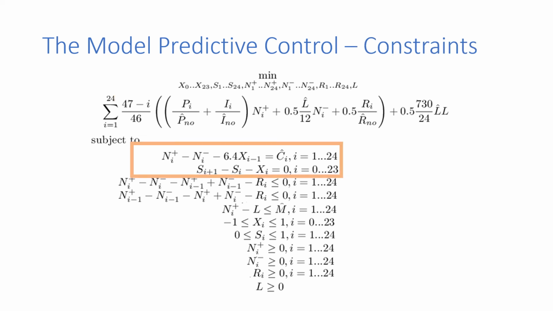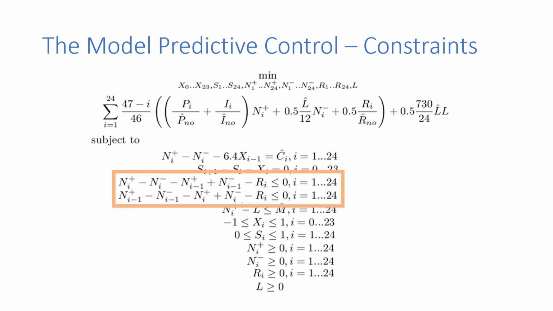The first set of constraints are the electricity conservation constraints. The first constraint means that the net electricity equals the storage decision at the previous step plus the consumed energy minus the produced energy. The second constraint means that the battery at step i plus 1 equals the battery at step i plus the storage decision at step i. We can note that s_0 is the current battery storage of the building.